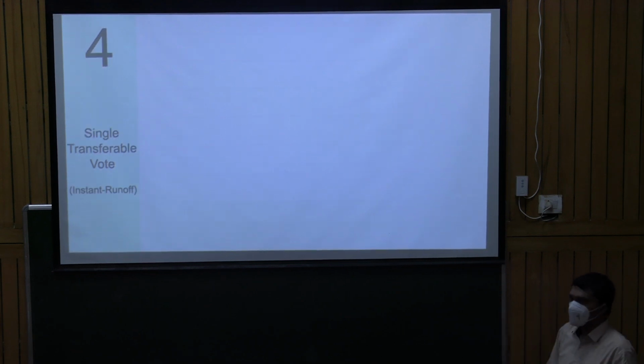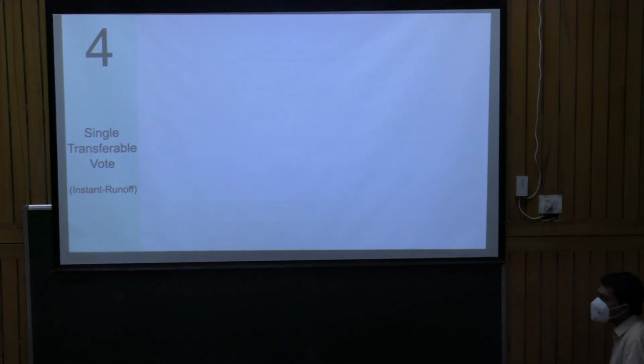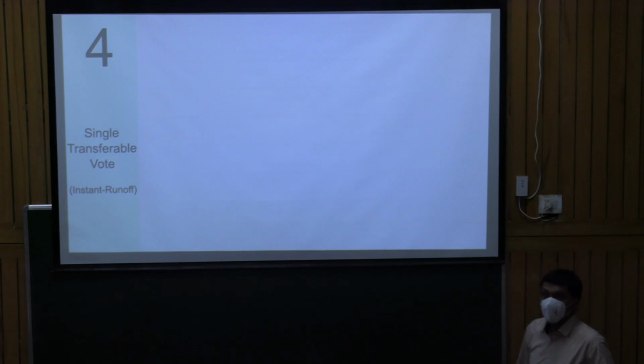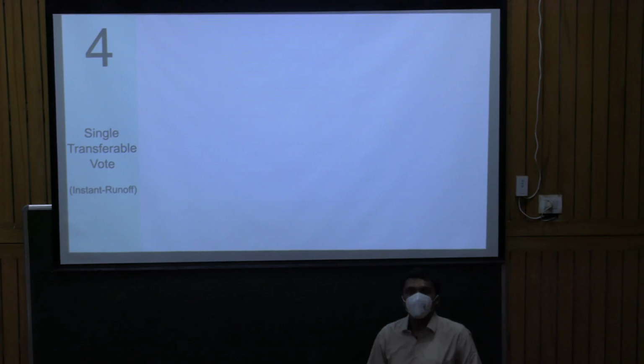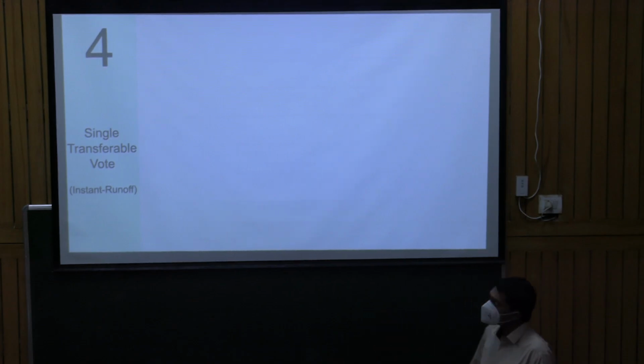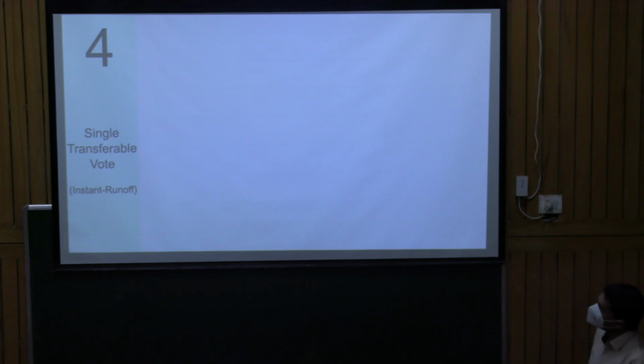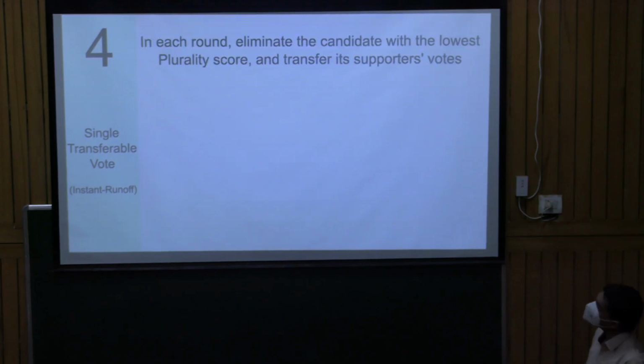Here's another multi-round rule that I think Mohit observed early on. It's known as the single transferable vote, STV. It has a bunch of other names. It's also called the instant runoff rule, or the alternative vote rule, and many other names. And here's how it works. A very cool definition.